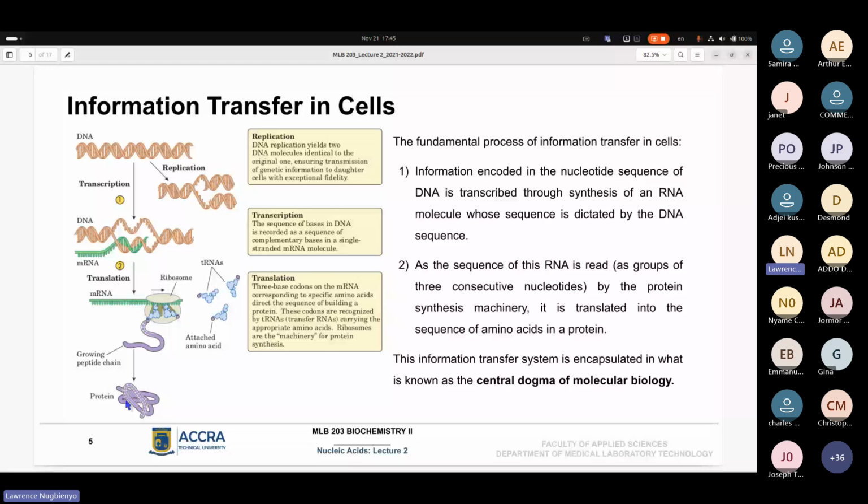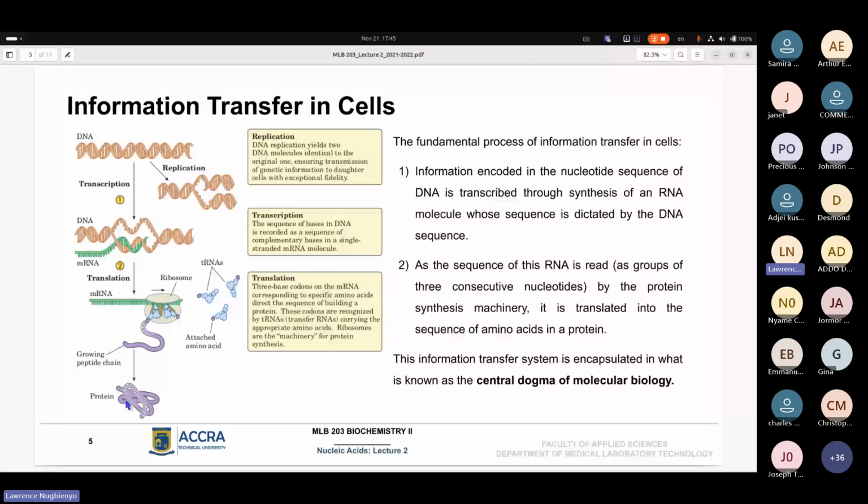Some of the proteins could become neurotransmitters. Some of them could become hormones. Some of the proteins can become just structural proteins, like proteins in skeletal muscles. So for different purposes, you have these proteins being synthesized.